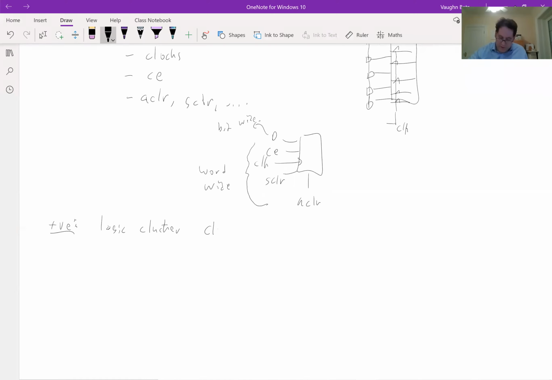Okay, so by grouping multiple BLEs together, the logic clusters are closer in size to other function blocks. And I just showed you some of those, right? So RAM, DSP, and there's lots more. And that makes it easier to lay them out, and it's easier to design the routing.